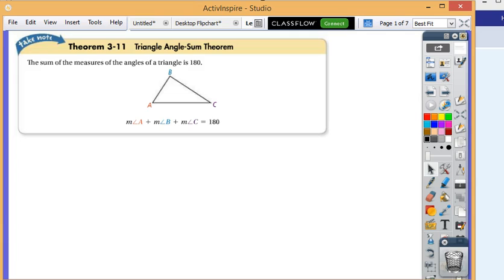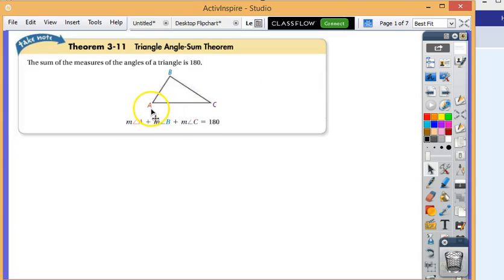Today we're going to be learning about triangles. It's a very important, well-known fact that the sum of the measures of the angles of a triangle is 180. More specifically, the sum of the measures inside the triangle is 180. These are known as interior angles.